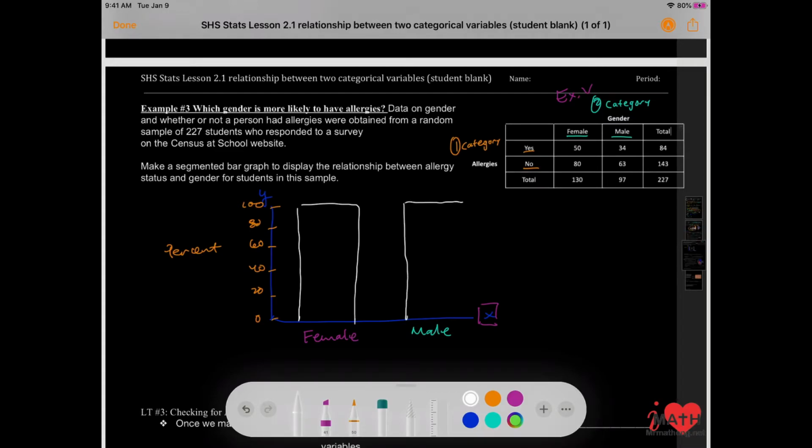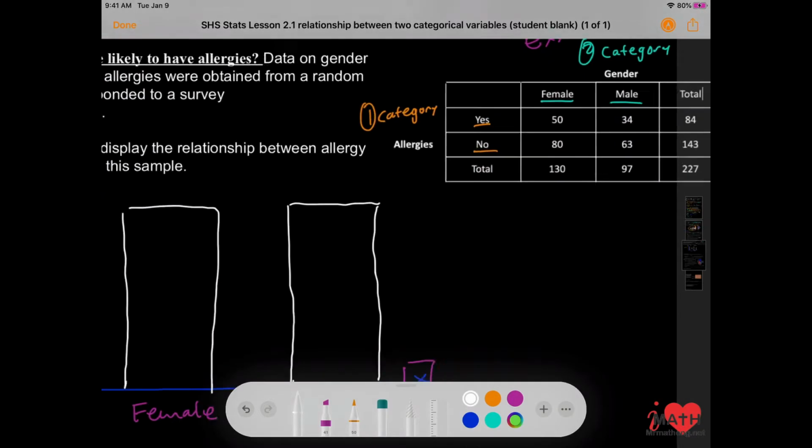Number equal width. All right, this next part is going to probably take us a little bit of time. We need to segment these bars, and we have to find the relative frequency for this. How do you do that?